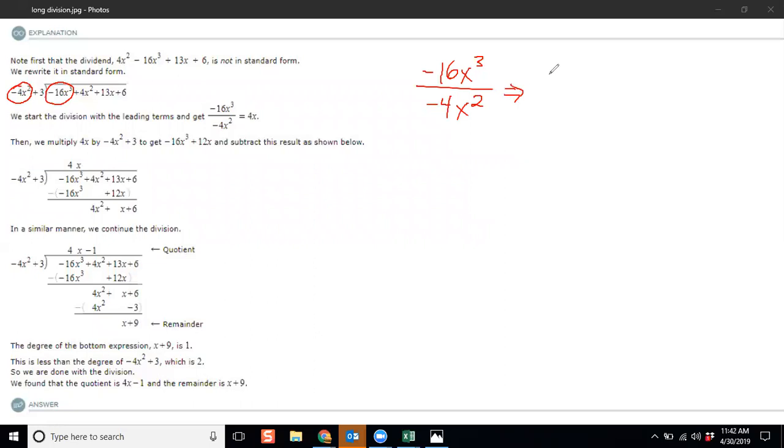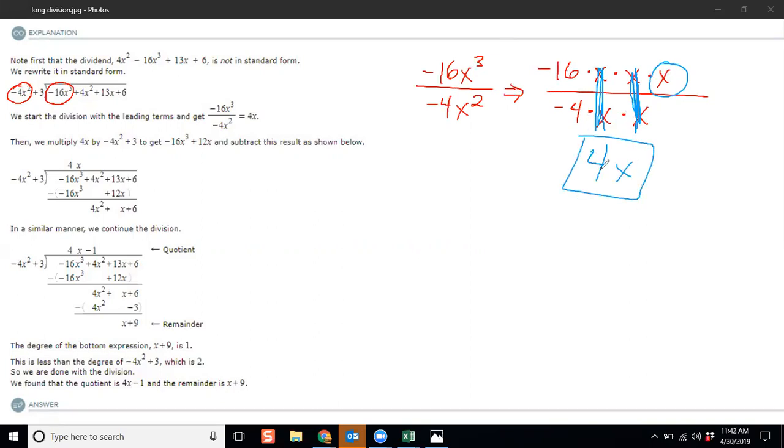And just in case this helps explain it better, I've got 3 x's on top divided by 2 x's on bottom. So as I divide these, 2 of the x's cancel out. So I'm left with an x, and then negative 16 divided by negative 4 is a positive 4. So I'm left with 4x when I divide that. And that's the number that goes on top here. That's where you see this right here. That's where that comes from.